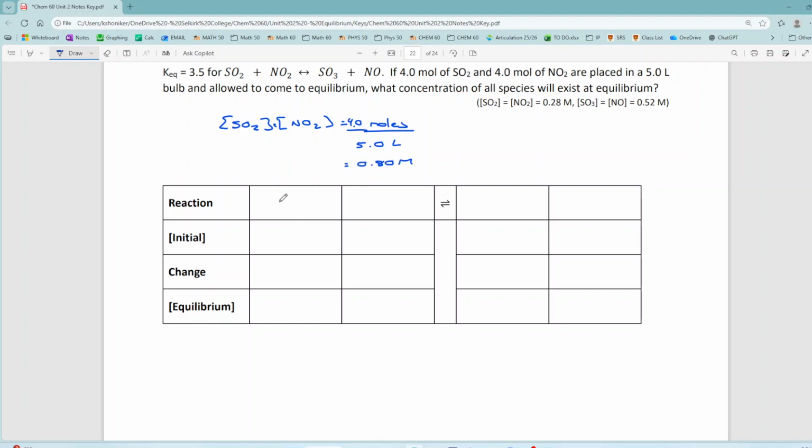Okay, so we have sulfur dioxide and nitrogen dioxide forming sulfur trioxide and nitrogen monoxide. The initial concentration of sulfur dioxide and nitrogen dioxide is 0.80. This is actually the exact same as another one we did. The only thing I'm going to change is a more complicated KEQ. So for both of these, we're going to go down by x, up by x, up by x. My equilibrium will be 0.80 minus x, 0.80 minus x, 0 plus x, 0 plus x.